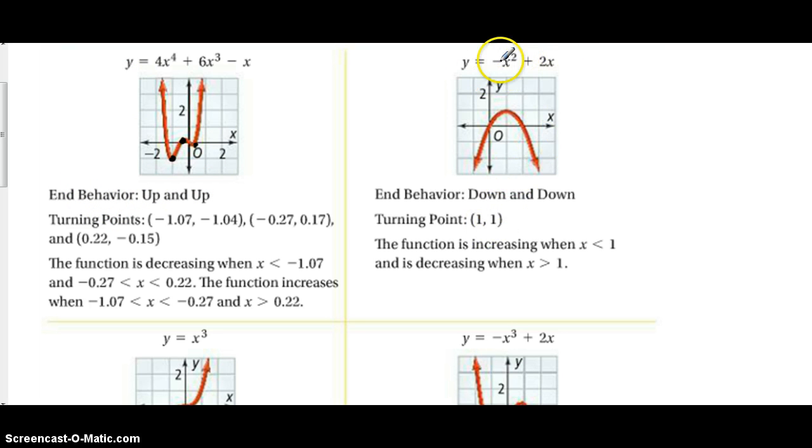Let's take a look at our next one here. We have a negative a and an even. When it's negative and even, it's down, down. Your turning point is right here. Change in direction. We have to go from left to right when we're reading this, just like a sentence. We're going up, then down. So we're going to be decreasing after this point. So we have one turning point right here, and the function is increasing when x is less than 1, and when x is greater than 1, it's going to be decreasing, as they have here.